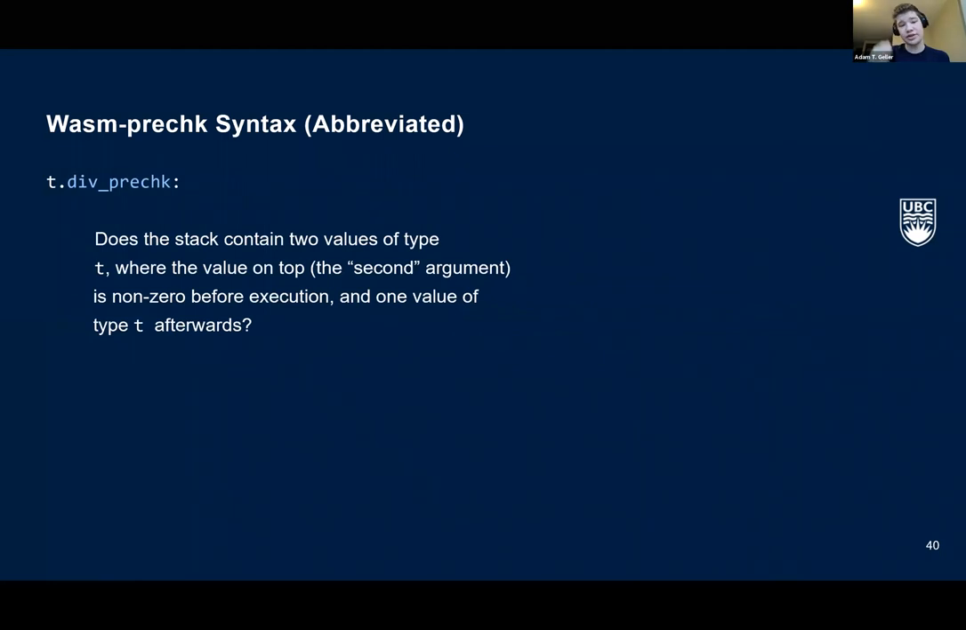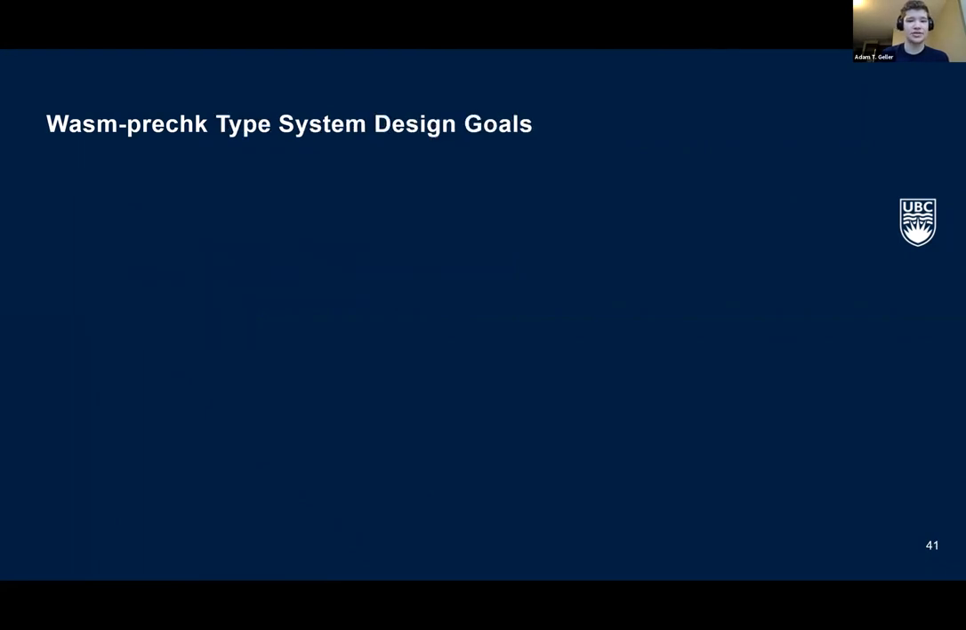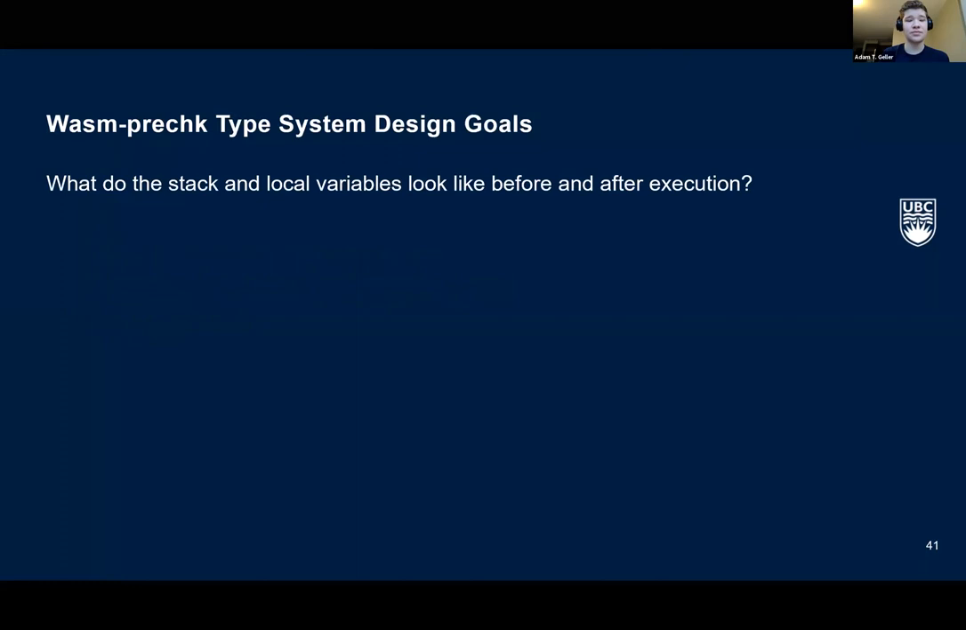So the questions we need to be able to answer with the type system are a little bit more complex now, they're more fine-grained. Now we don't just want to say, does the stack contain two values of type T? But now we want to know that the value on top, the second argument, is not 0. So how do we do this? Well, in general, we need to know what does the stack look like before and after execution? We want the same level of guarantees as WebAssembly. Now we also want to reason about the local variables, so we have a little bit of extra reasoning power.